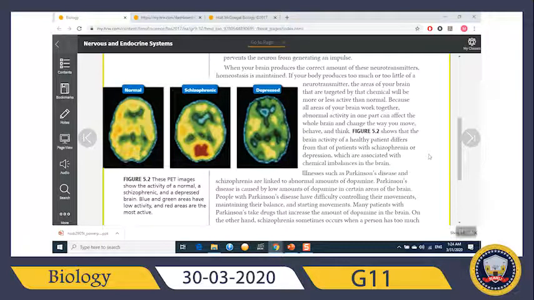So other illnesses such as Parkinson's disease and schizophrenia are linked to abnormal amounts of dopamine. So dopamine levels are different. Parkinson's disease is caused by a low amount of dopamine in certain areas of the brain. Okay? People with Parkinson's disease have difficulty controlling their movement, maintaining their balance, and starting movements.